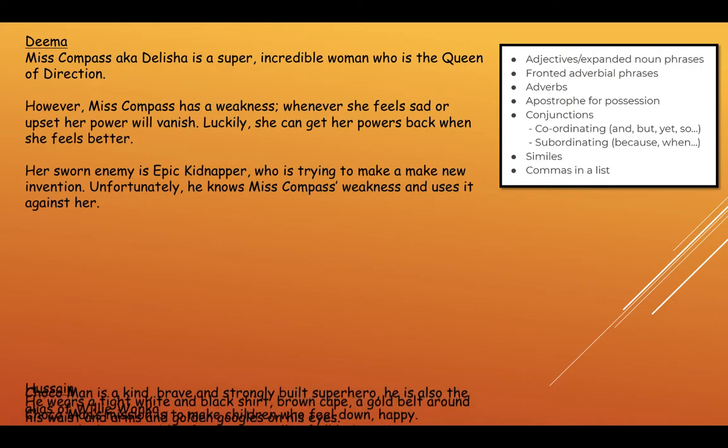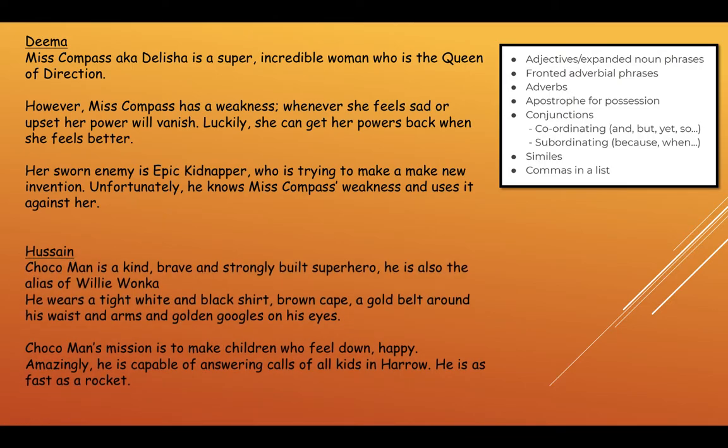So let's look at Hussein. He sent his story in very early, so I've copied parts of his story and reproduced them down below. Choco Man is a kind, brave and strongly built superhero, he is also the alias of Willy Wonka. Oh, I forgot to put a full stop there. Did you spot any of the features in that first sentence? There are features on the list that appear in Hussein's first sentence. Did you spot them?